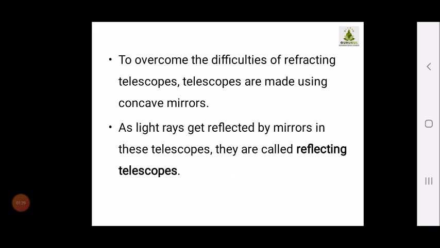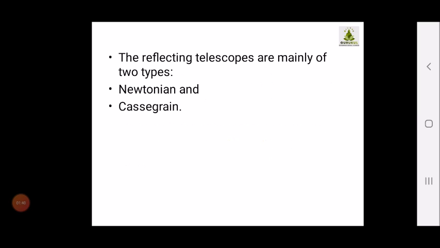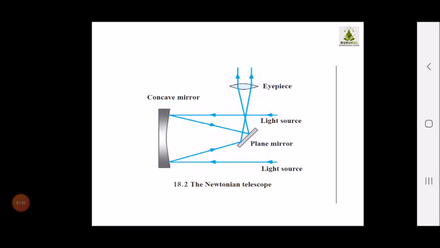The problems that come with refracting telescopes, as discussed earlier, can be sorted out this way. So children, now you might have understood that reflecting telescopes are of two types, Newtonian and Cassegrain. The Newtonian type of telescope we have discussed in this video, and in upcoming videos we will be studying the Cassegrain type of telescope.